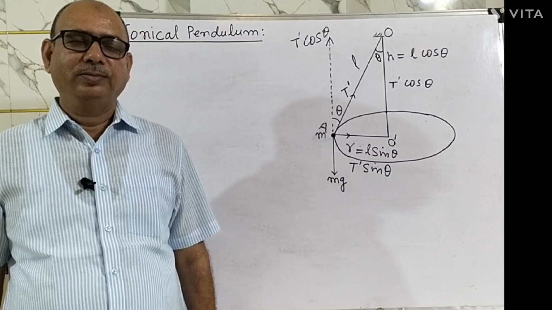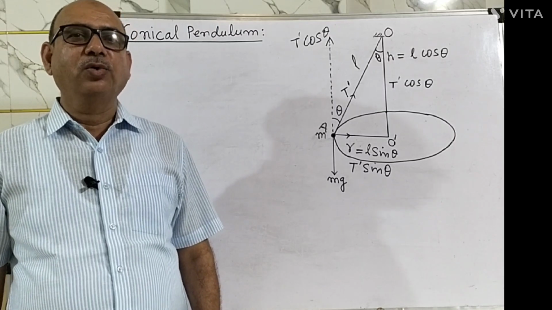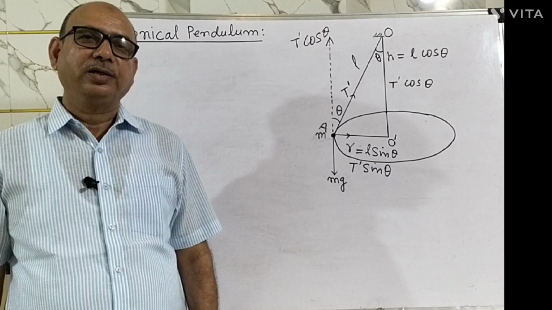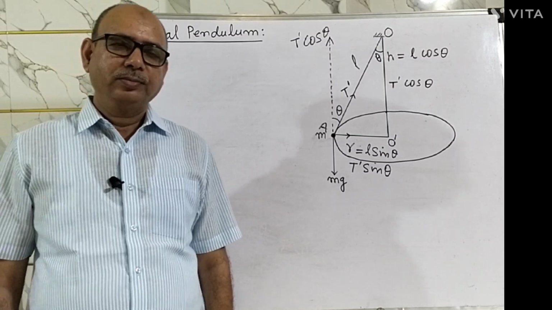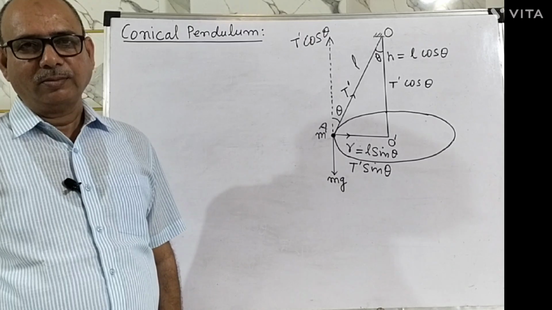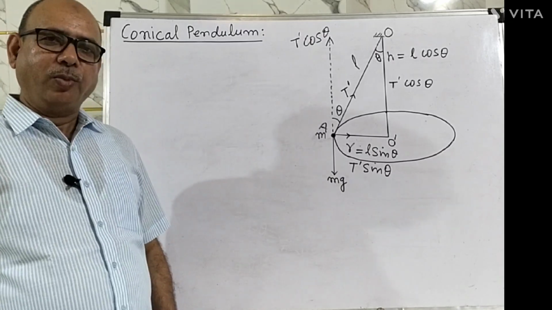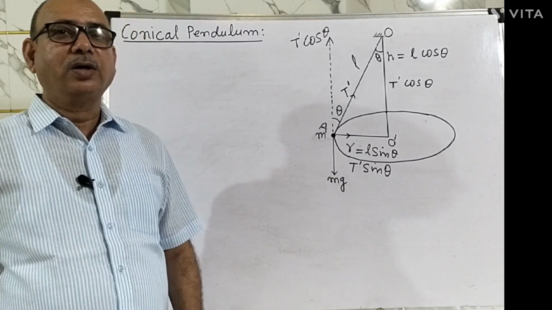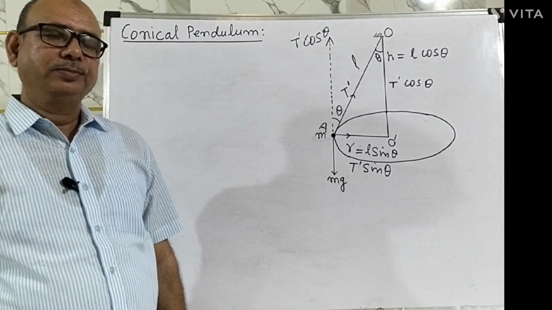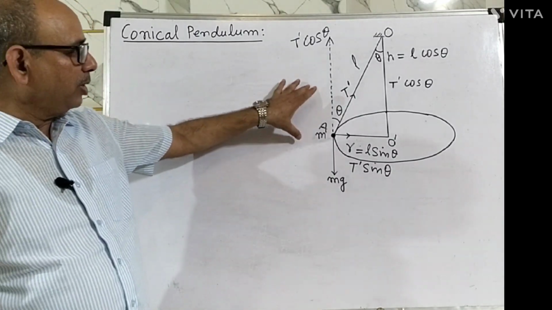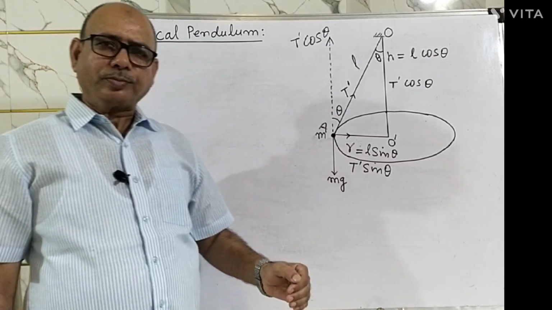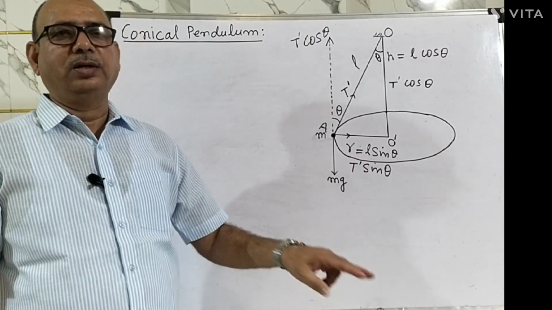I am Ajmal. In this video we are going to learn about conical pendulum and we will calculate its time period. Conical pendulum is different from simple pendulum. In simple pendulum, the bob oscillates on an arc of a vertical circle like this one. But in case of a conical pendulum, the bob revolves in a horizontal circle.